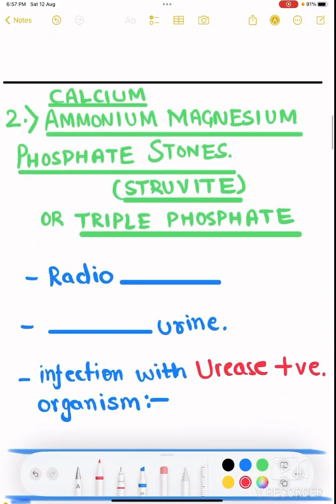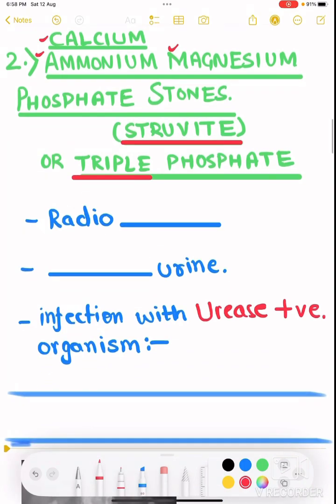Now coming to calcium ammonium magnesium phosphate stone. There are three components and then phosphate, so it is also called triple phosphate, right? And the other name is struvite stone. Okay, now is it radio opaque or radiolucent? Again, it is radio opaque, which means that we can see it on X-ray. Where does it form? It forms in alkaline urine.